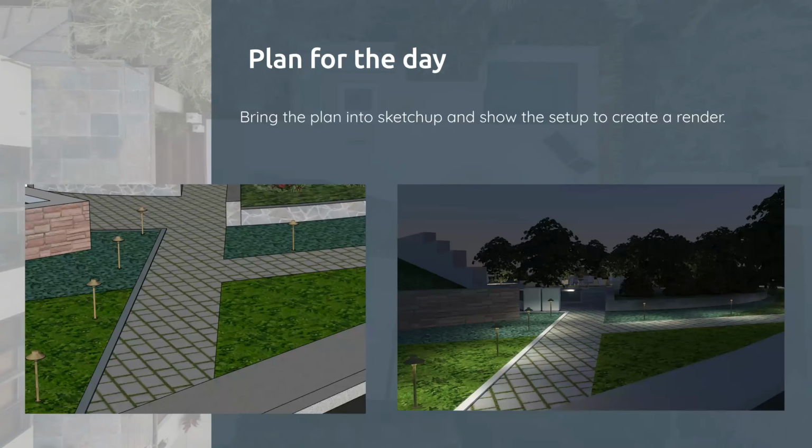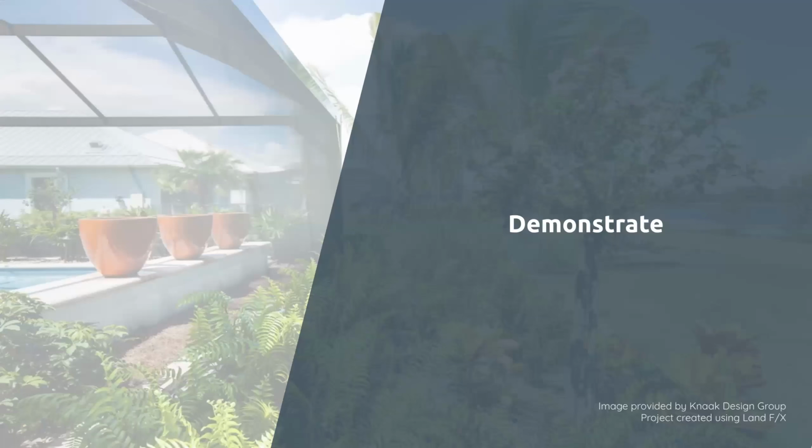And then we're going to bring it into SketchUp. That's just the SketchUp window on the left there. And then I'll show you how I was able to create the render on the right based on that SketchUp model. So let's run into CAD.